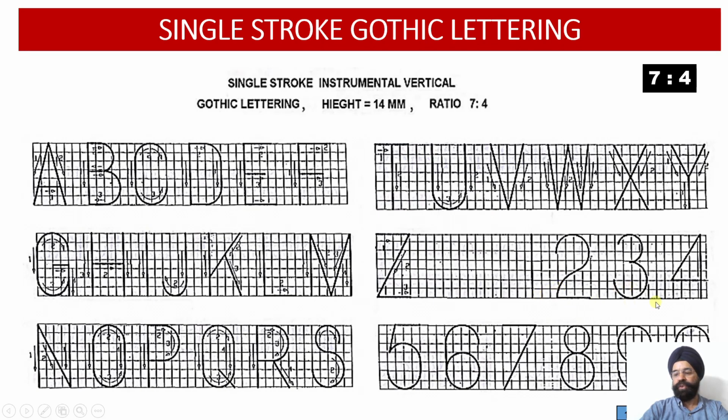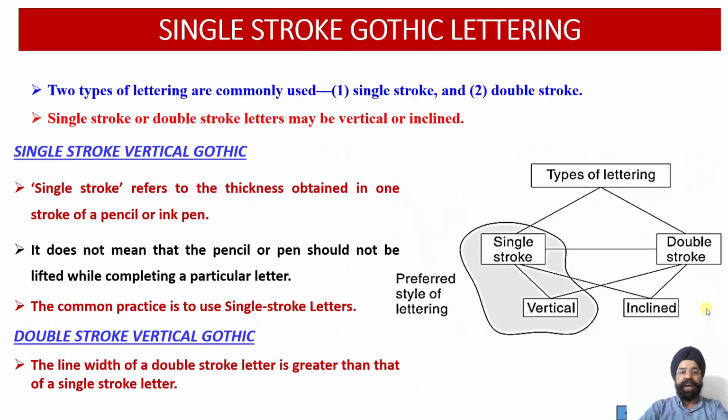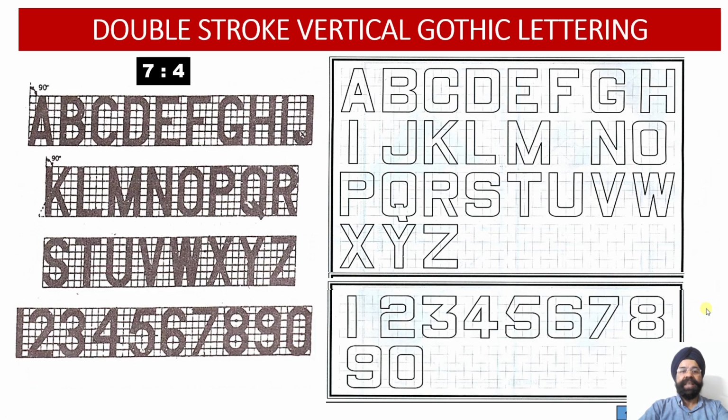Similarly, you can write down all these numerals. You keep on counting the blocks for every component of this particular alphabet or the numeral, and accordingly by following these references we can complete the construction of the alphabets as well as the numerals onto our drawing sheets or the graph papers. Now after this, you can see the second method is double stroke vertical Gothic lettering.